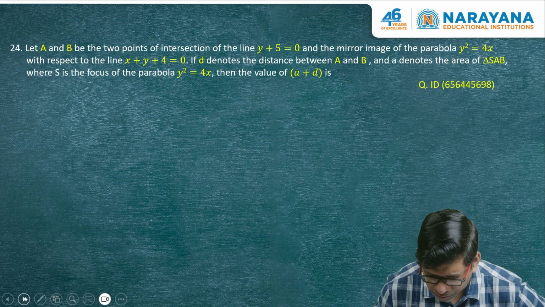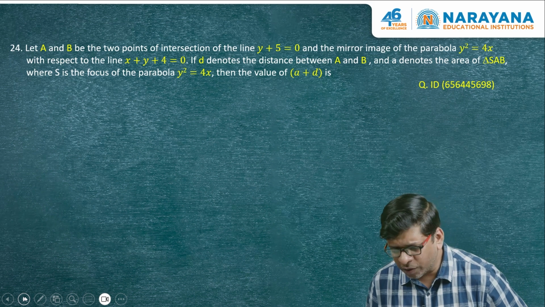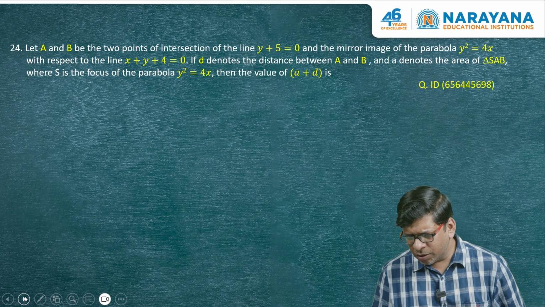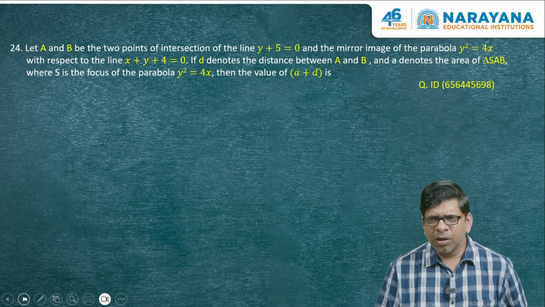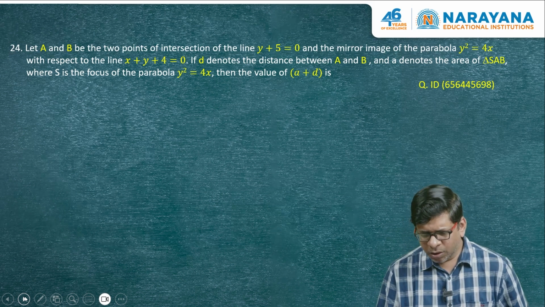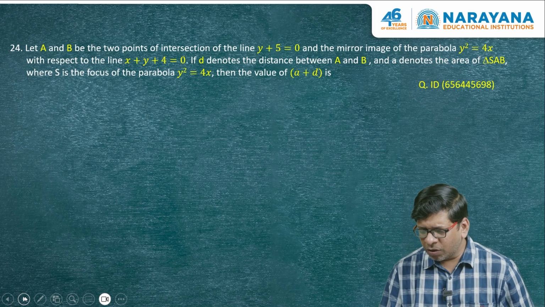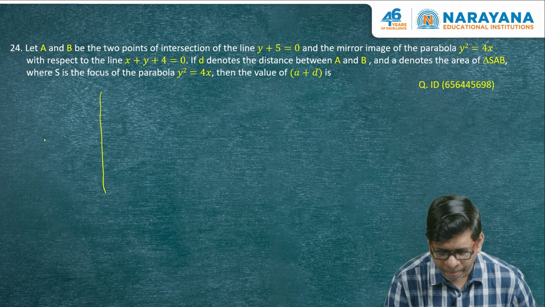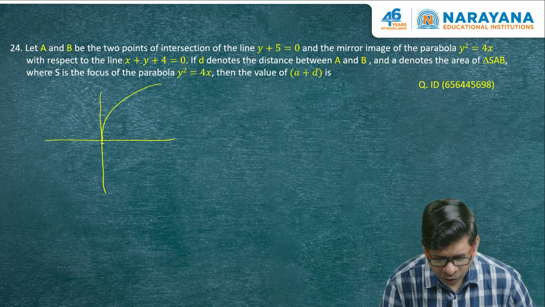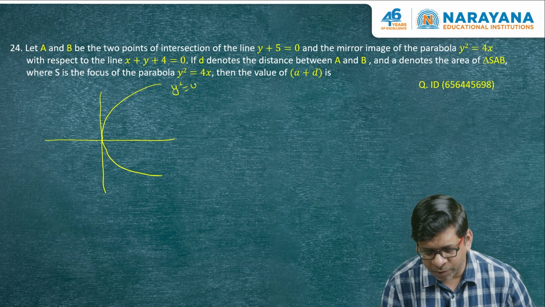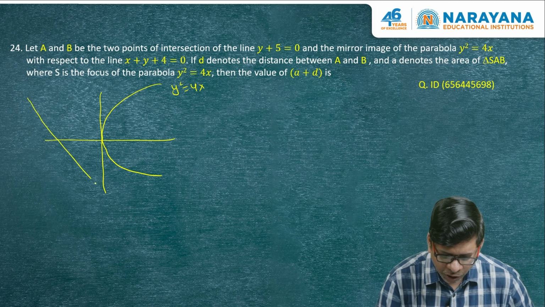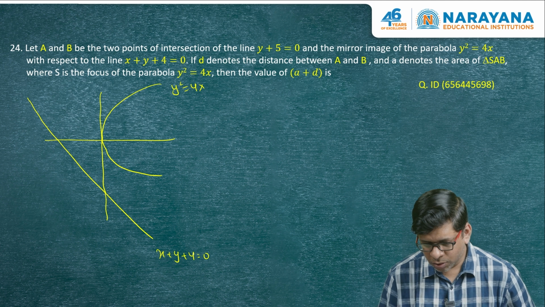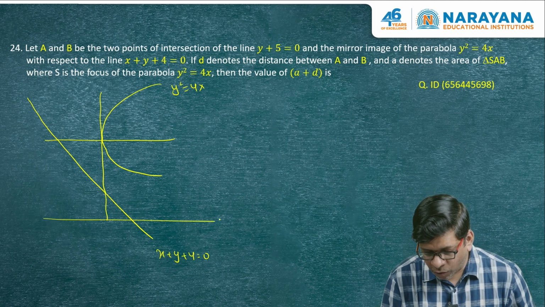Okay. Next question. A and B are the 2 points of intersection of the line x plus y equal to 0. This is a 2014 JEE Advanced question, the same data they have used, just with one more point added. A and B are the 2 points of intersection of the line and the mirror image of the parabola y square equal to 4x. You have to take its mirror image about the line x plus y plus 4 equal to 0. They are talking about the line y equal to minus 5.